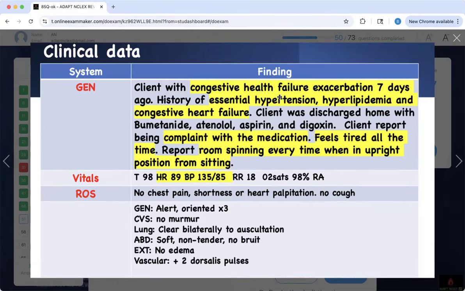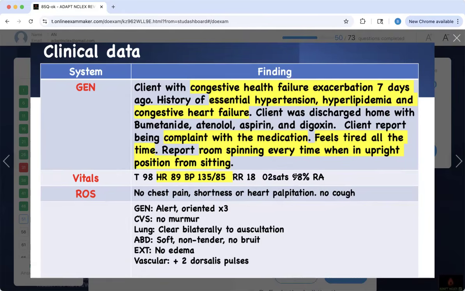Client has what? Congestive heart failure, exacerbation 7 days ago. You know that, right? CHF exacerbation. He has hypertension, hyperlipidemia, CHF. He was discharged home on what? Bumetanide, loop diuretic, atenolol, beta blocker, aspirin, and digoxin. Client reports being compliant with the medication. He says, I'm taking everything. I feel tired all the time. Am I dehydrated? The room is spinning.